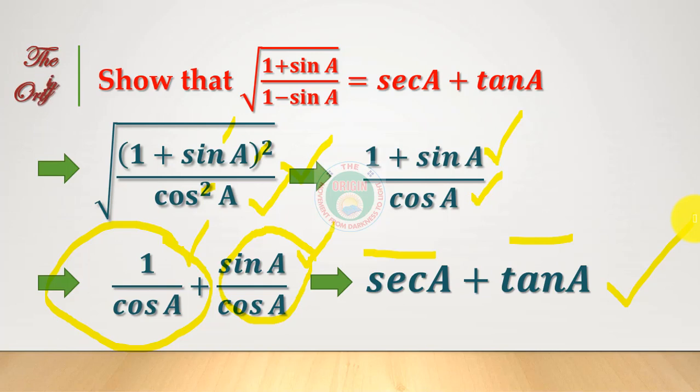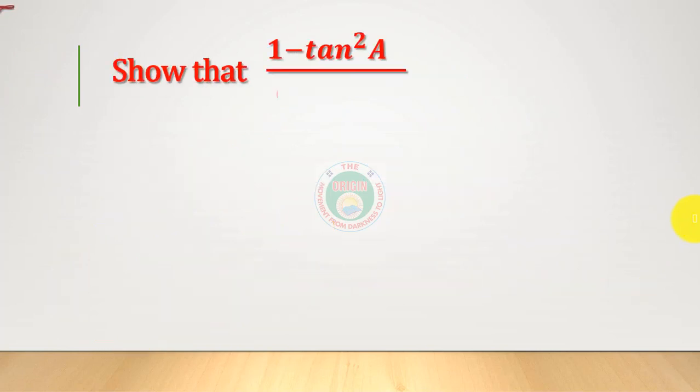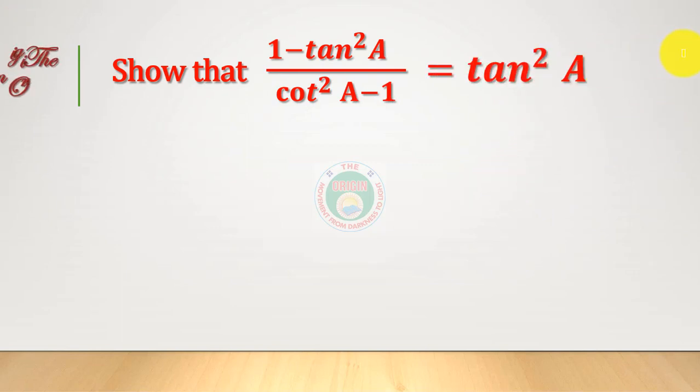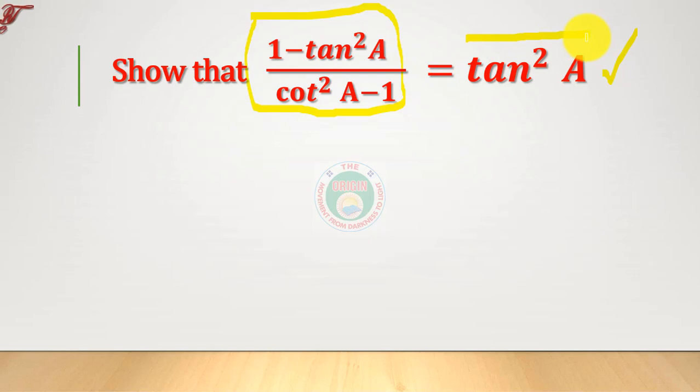That is the next problem, a very important one. Next problem: show that (1 minus tan square A) by (cot square A minus 1) equals tan square A. Here, what is the LHS? (1 minus tan square A) by (cot square A minus 1). And the RHS is only tan terms, that is tan square A.